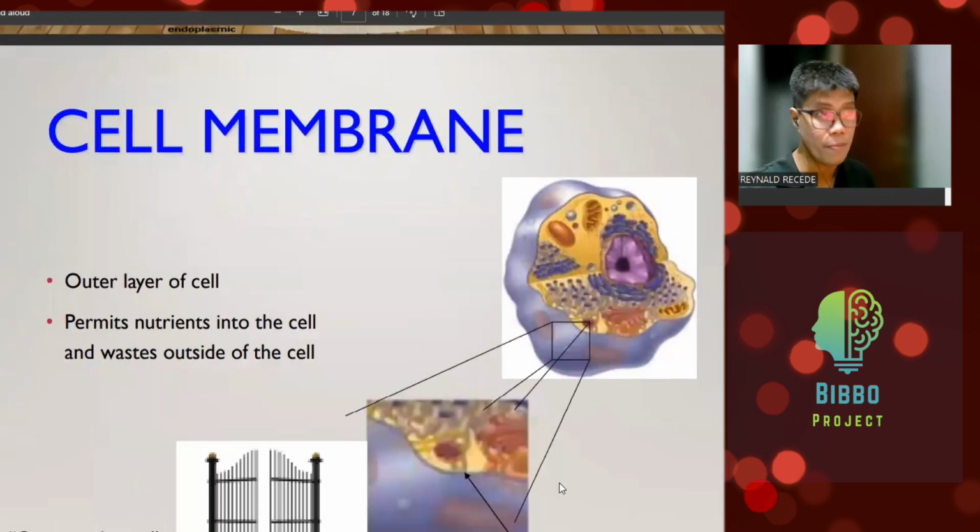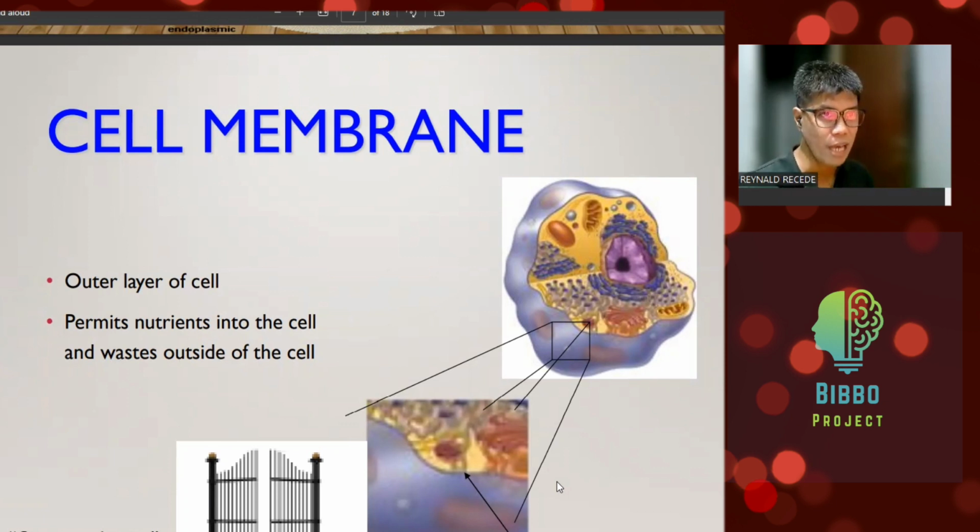First is the cell membrane. The cell membrane is the outer layer of the cell. So it serves as the boundary of a cell from another cell. Nakatabi niya. Now, another function is that it permits nutrients in going into the cell and waste outside of the cell. So, ibig sabihin, it does not allow any foreign material to go inside the cell without it approving the entry.